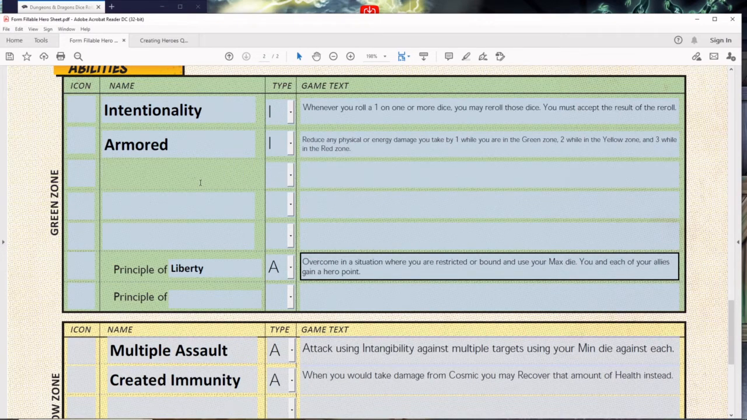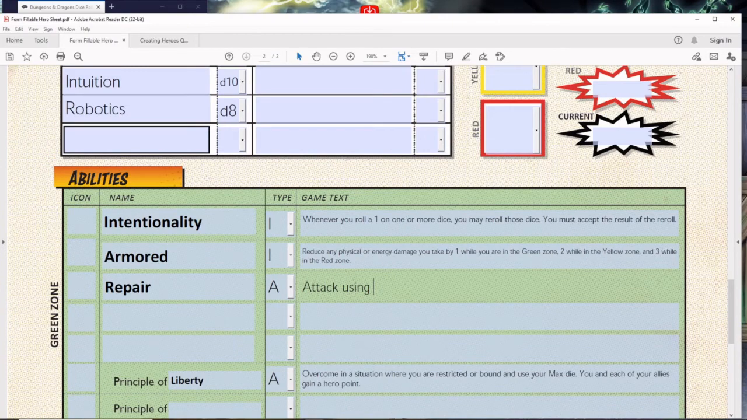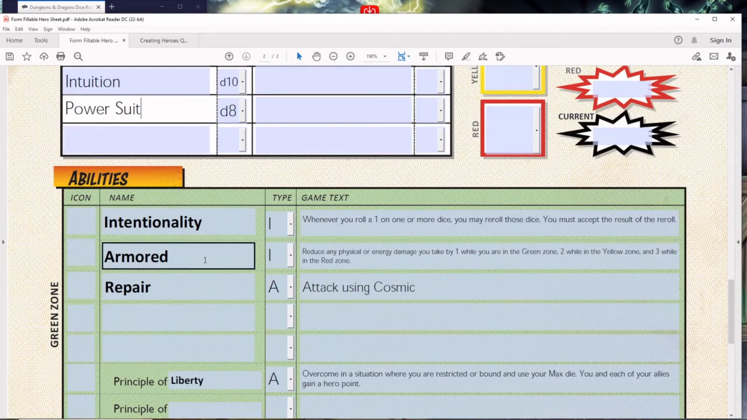I am going to get Repair. It's an action. Attack using Cosmic. It makes sense, since I'm assuming the robotics is just within their, they're not the robotics. So actually, Power Suit might be better suited. I think the power suit is going to be a hard light thing itself that they just summon, but it's like subroutines to add on to things for self-defense, basically, is what I'm picturing it as.